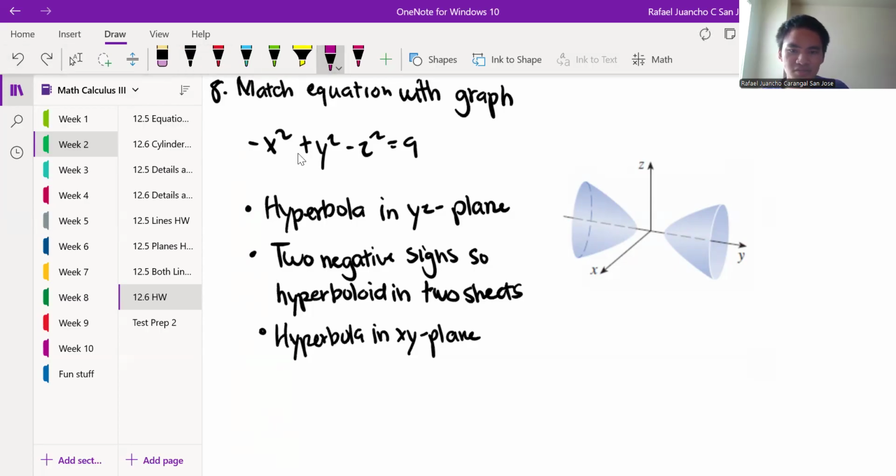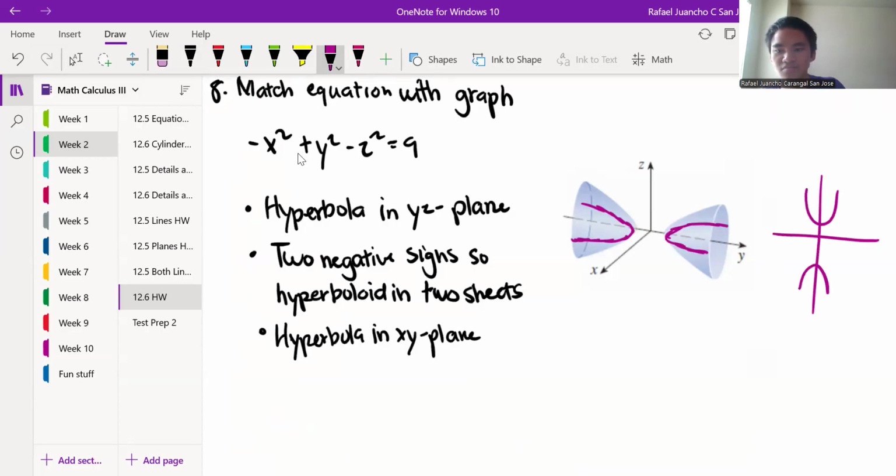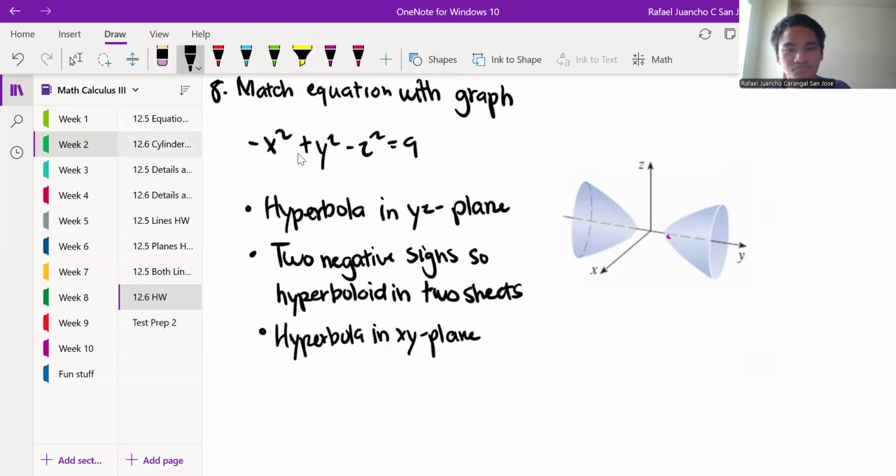What else? So it's in two sheets, and again, there's a hyperbola in the xy plane. So the xy plane is this thing. Now, where is it? Well, this one I think is the easier one. There. So in 2D, it would probably look something like this. Yeah. So that's that. We're gonna see if it works. If it doesn't, that's okay. Okay, we got it.